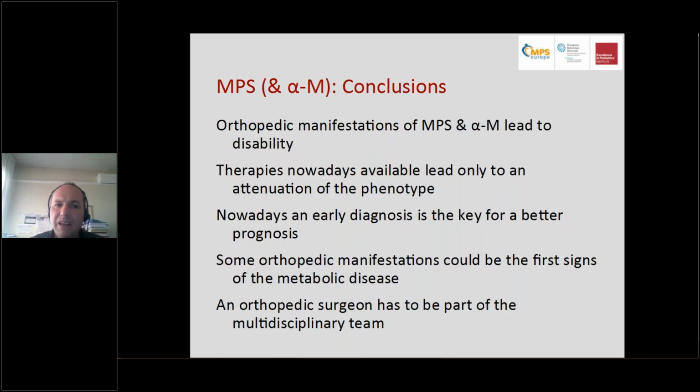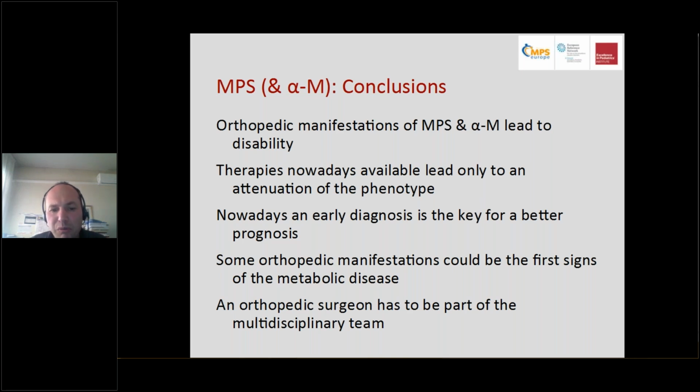So, in conclusion, I have to say that the orthopedic manifestation of mucopolysaccharidosis and alpha-mannosidosis leads to disability, and the therapies that nowadays are available lead only to an attenuation of the phenotype without a complete resolution of the problem. Nowadays, an early diagnosis is the key for a better prognosis, and I like to underline that some orthopedic manifestations can be the first sign of the metabolic disease.